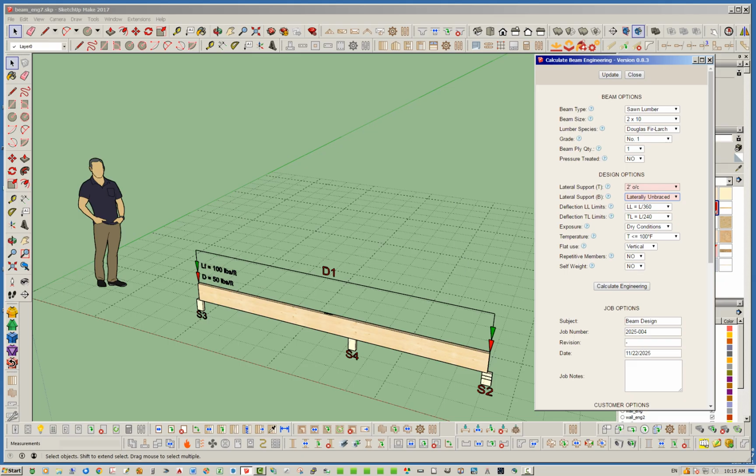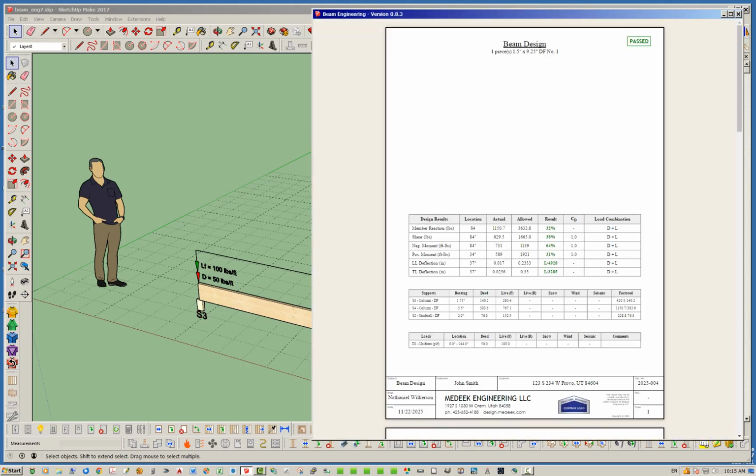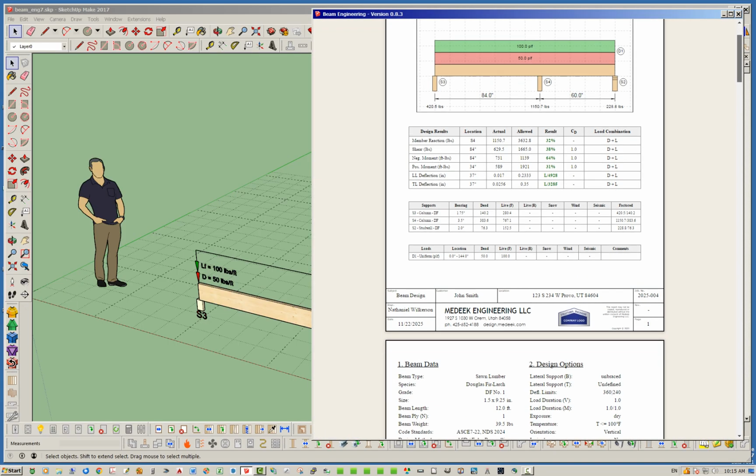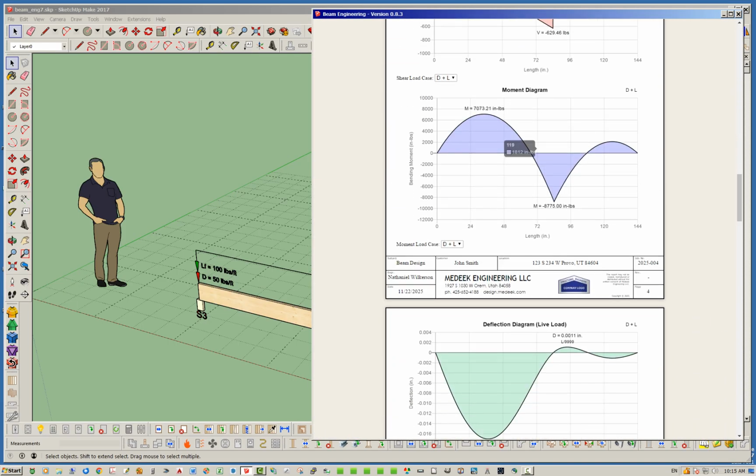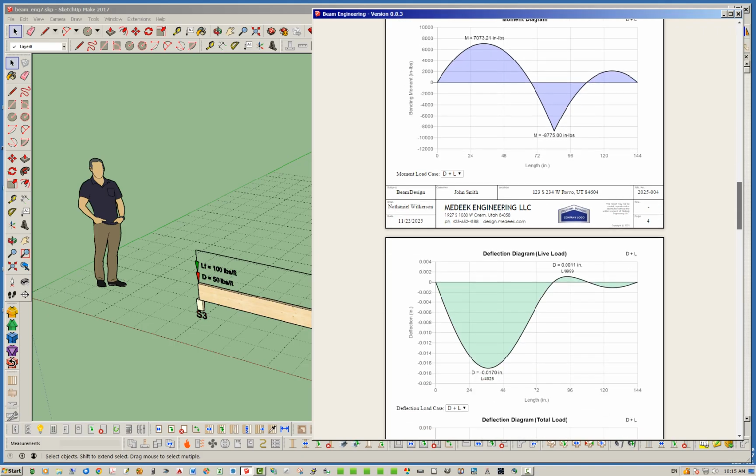And this intermediate support may be like a post or a column, where it's not really providing any lateral bracing. I mean, it is providing an upward force, but the top of that post may not have any bracing to prevent it from swaying sideways, or horizontally perpendicular to the length of the beam. Let's go ahead and update on that, and then calculate that again. Okay, so again, the moments aren't going to change, of course. That's all going to stay the same.